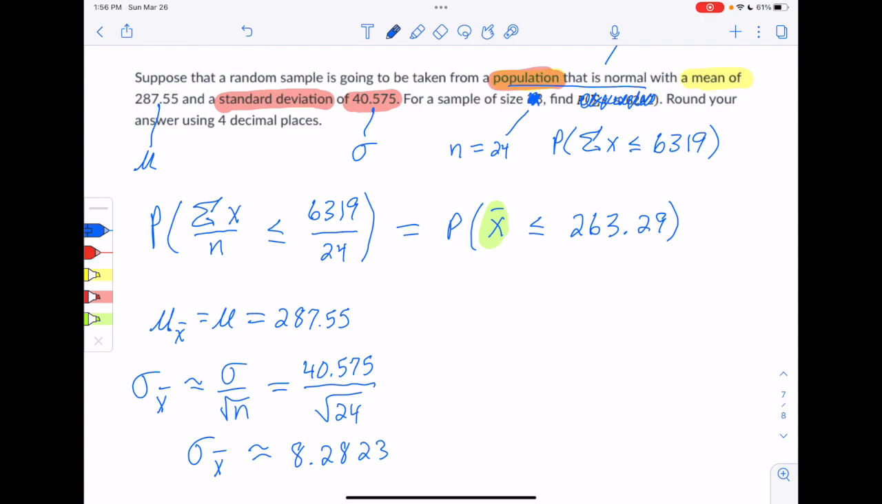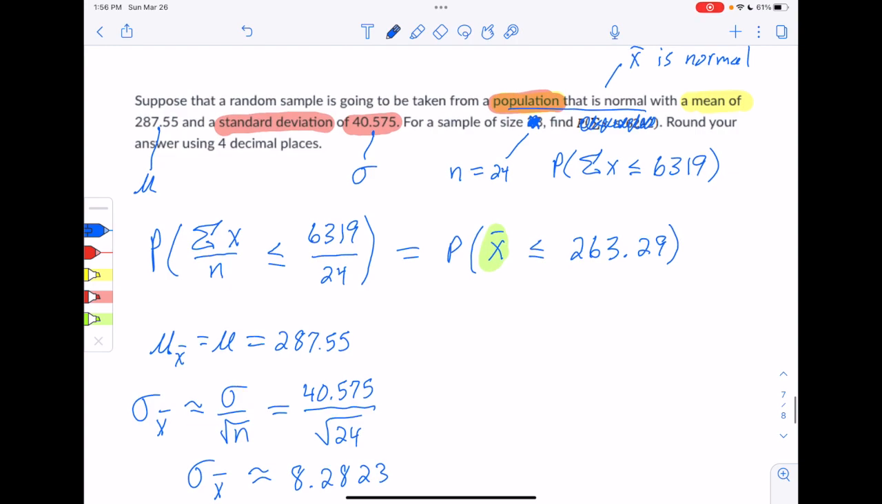All right, so we know everything we need to now. Up at the top, we know that x bar is normal. We're being asked a probability question about x bar, so as long as we know the mean and standard deviation of that x bar, we can use a normal curve to answer that question. So that's what we're going to do.